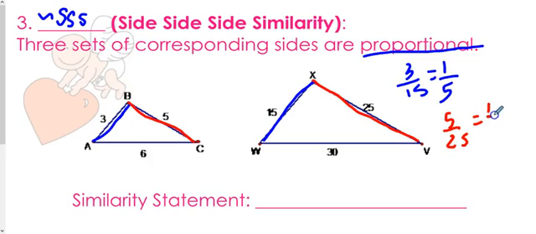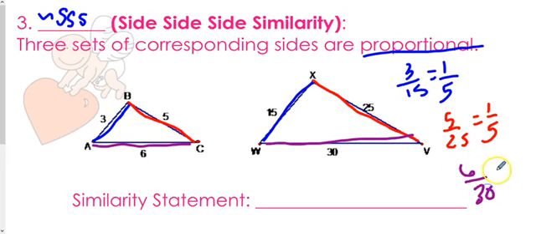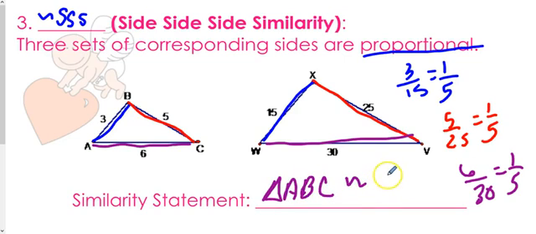So far, so good. And our last piece there is 6 and 30, which will also simplify to 1/5. So we get triangle ABC is similar to triangle WXV. I forgot the W.